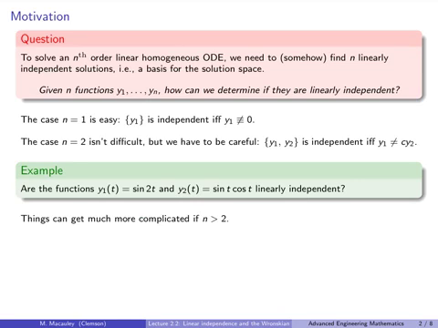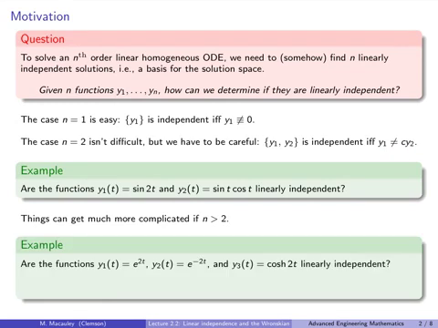Not surprisingly, things can get much more complicated if n is greater than 2. We don't have a simple condition like this at all. For example, let me ask you the following question. Are the following functions, y1 is e to the 2t, y2 is e to the minus 2t, and y3 equals cosh of 2t, are these guys linearly independent? And the answer is no, they actually are not.